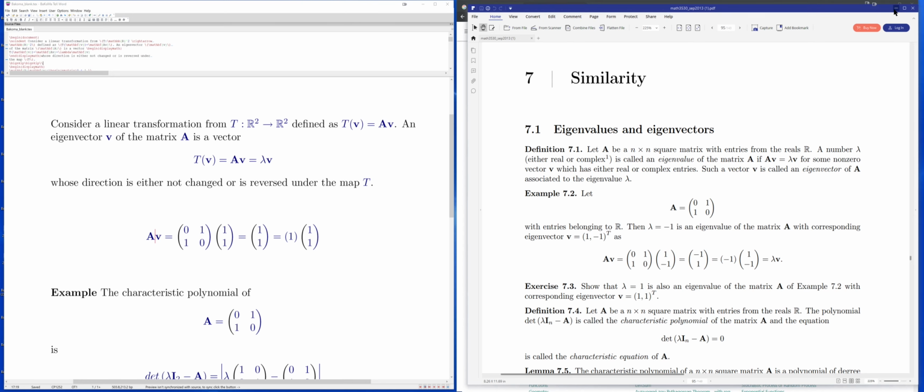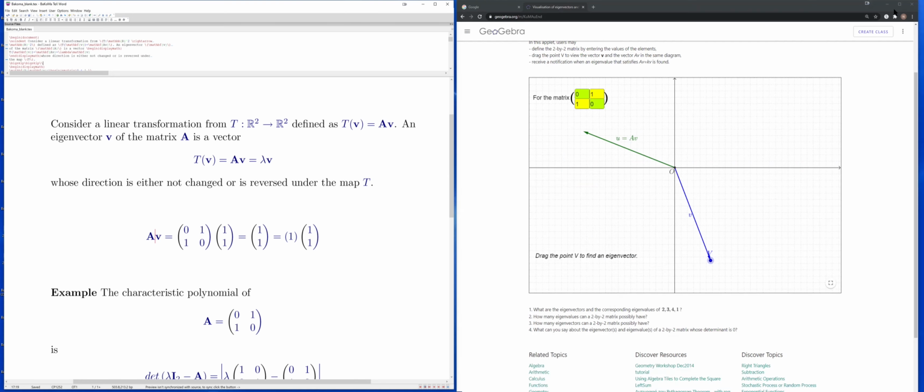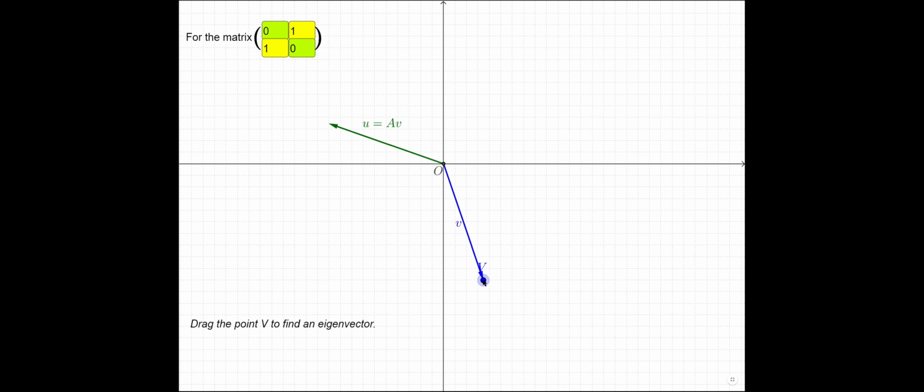We can actually visualize what this linear transformation is. These blue vectors over here are the domain vectors, and the green vector is the corresponding image. When I change the vector in the domain, I get a different image vector.